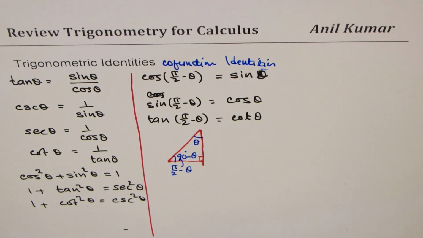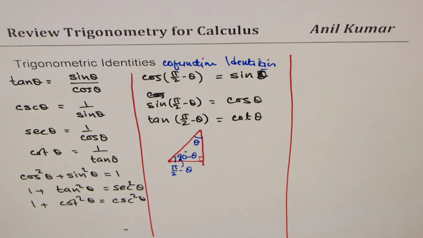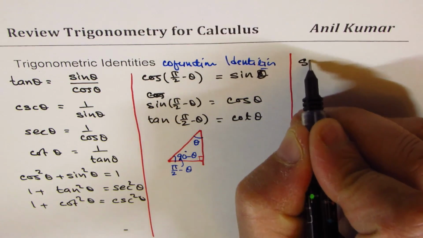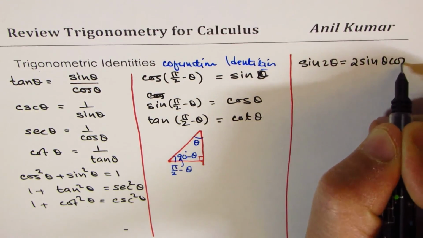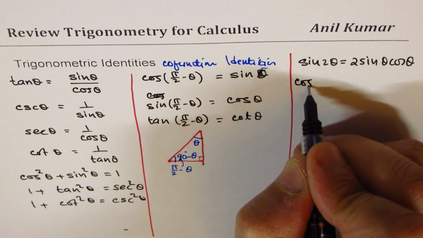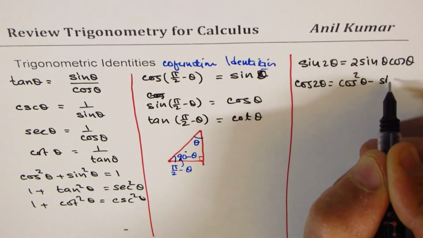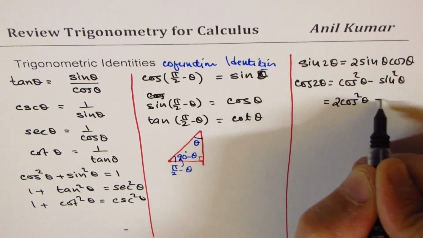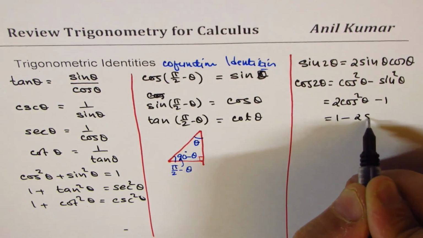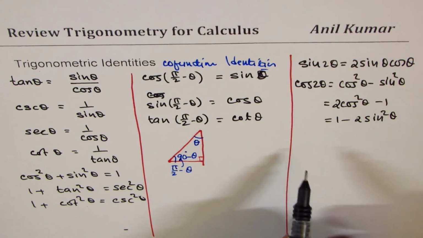Then we learned the application of double angle. So we learned that sine 2 theta is 2 sine theta cos theta, correct? And cos 2 theta could be written as cos square theta minus sine square theta. This could also be written as 2 cos square theta minus 1, or 1 minus 2 sine square theta, correct? So that is the double angle.